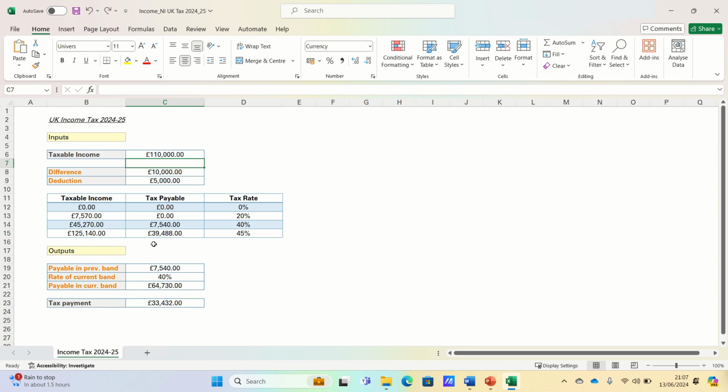So that's how you can calculate UK income tax for 2024 to 2025 in Excel.